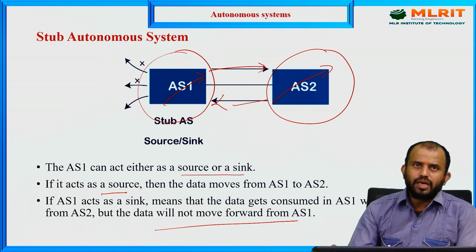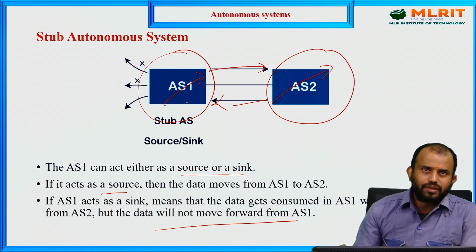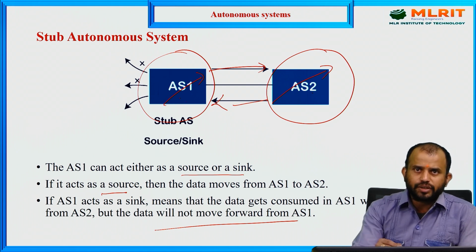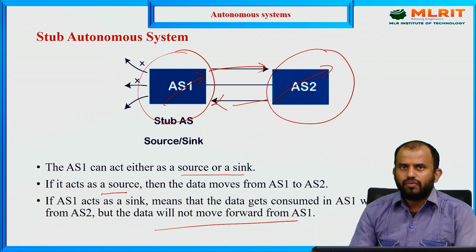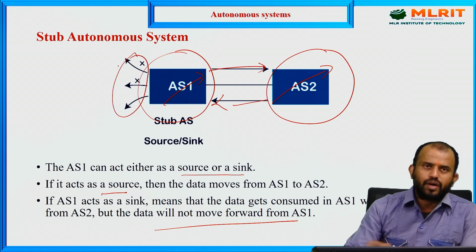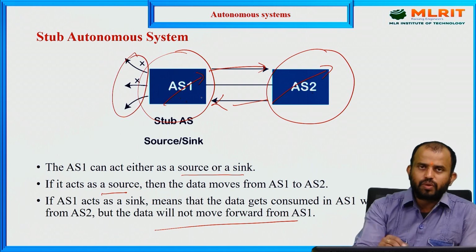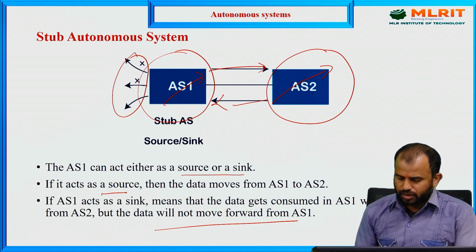So here, for any kind of autonomous system acting as a source, acting as my transmitter, data is consumed in AS1, but data will not move forward from the AS1 system. So data moves between these systems only but is not forwarded further. That we call a stub autonomous system.